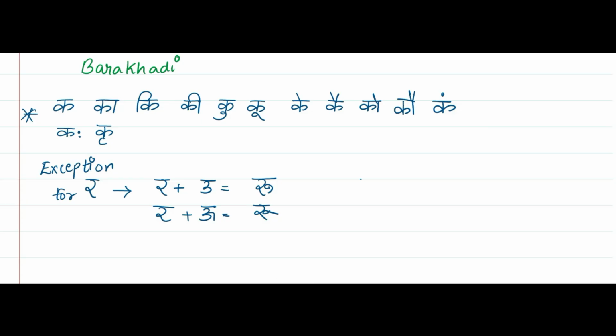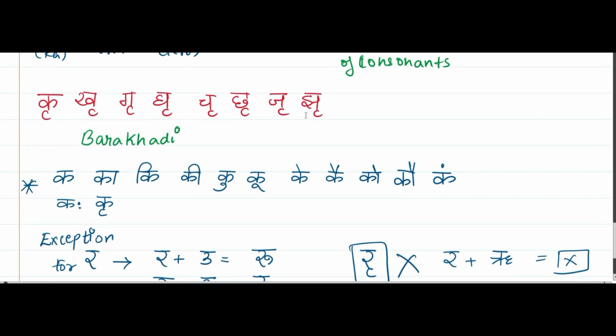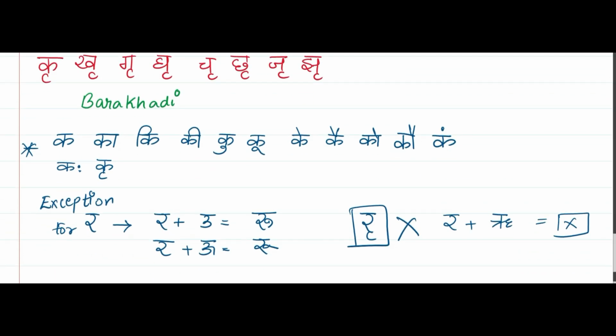Okay. And there is nothing like this. So it's like re and r and re. So there is nothing like this. So if I say r plus re, it doesn't exist. So these are the exceptions of r. Okay. So this is the Barakhadi. I'll just highlight it. So this is the Barakhadi, and this is the exception.